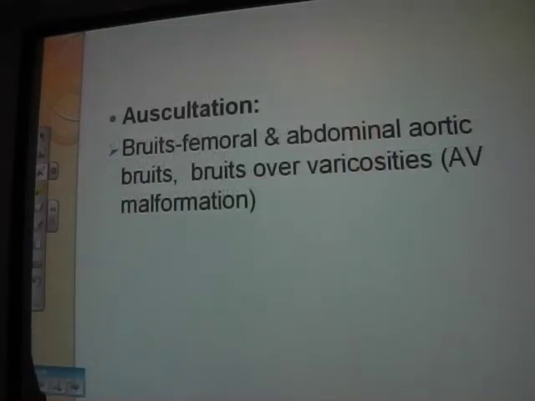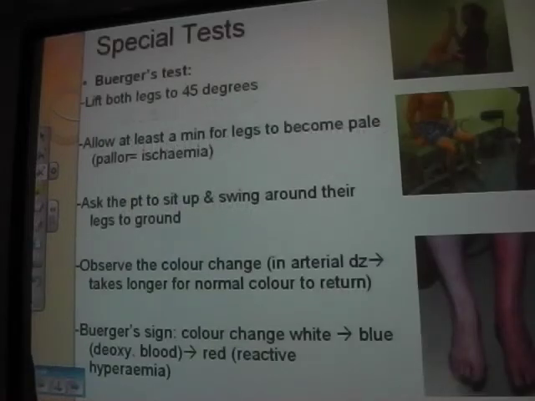Okay, so auscultation is not a major part of the vascular examination, but you would probably like to mention it, and that's what you're listening for, any bruit. Right, okay, so for special tests, this is probably the most famous test you would do in a vascular examination, Buerger's test. Have you all heard of it?